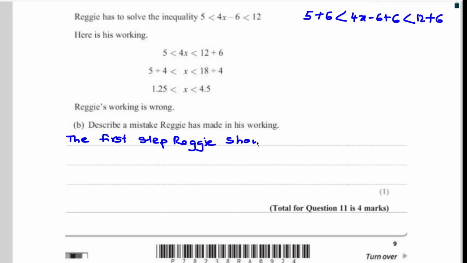Should add 6. After that he has divided by 4. Here he has divided here by 4, here by 4, here by 4. This step is correct. These two steps are correct. Only here he has made a mistake.